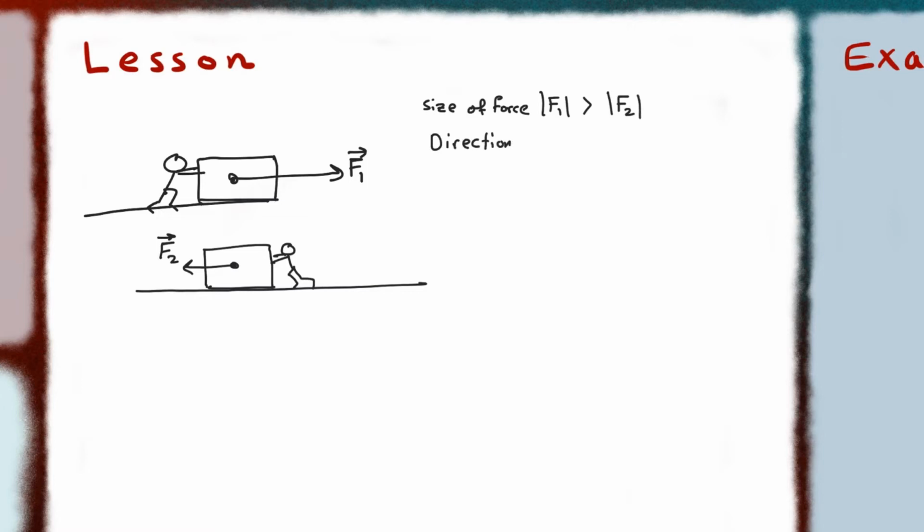The second piece of information that we can extract from this image is the direction: the first force is to the right and the second force is to the left. Note that these force vectors are represented by a ray where the point is the tail of the vector and the arrowhead is the head of the vector. Let's show you some terminologies that are used for vectors.